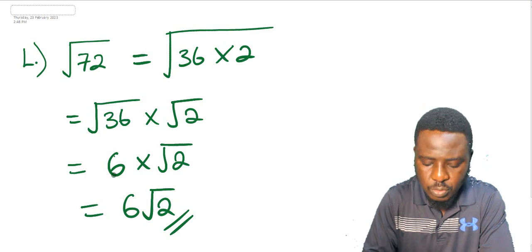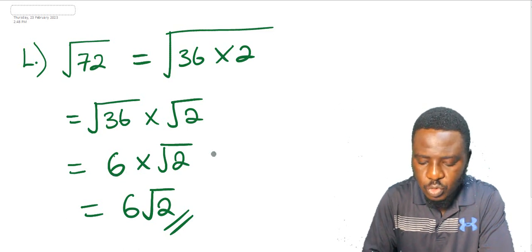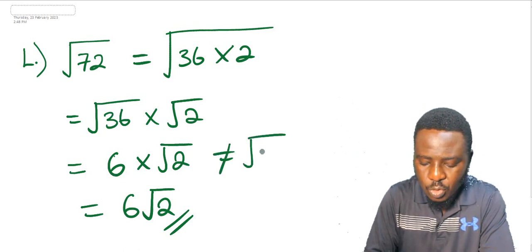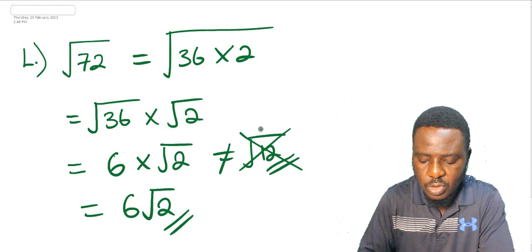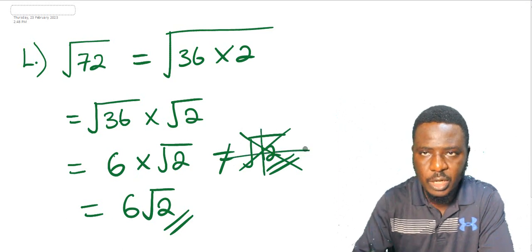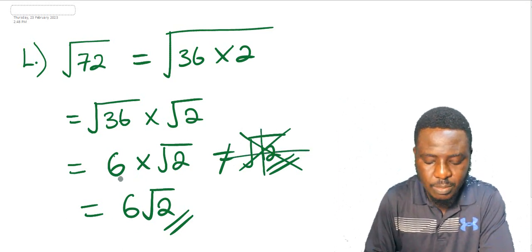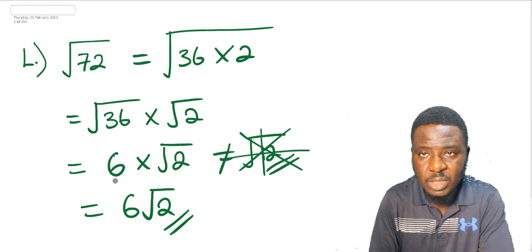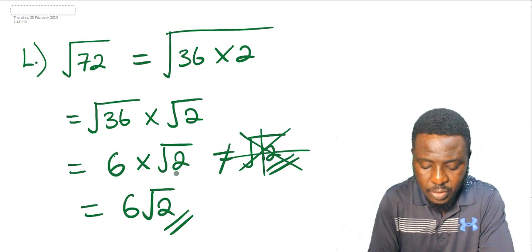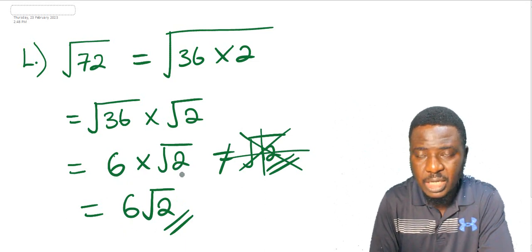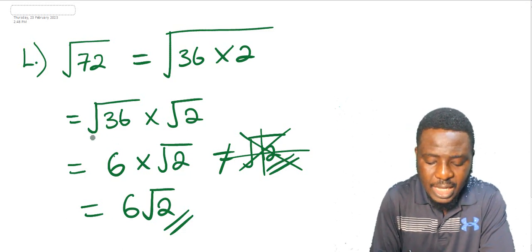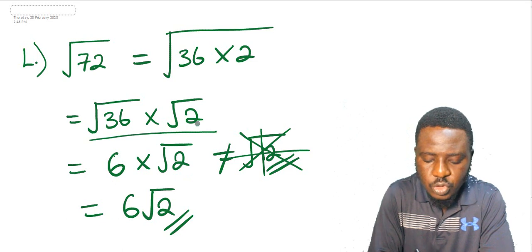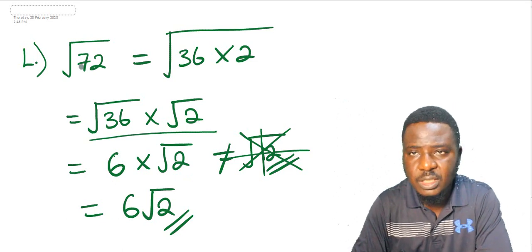Please, on no account must you multiply 6 times root 2 to get root 12. Most students are always fond of making this error, this mistake. It is wrong, because they are not like terms. 6 is a rational number while root 2 is an irrational number, so you cannot multiply them together to get root 12, unless you multiply these two to get back root 72.